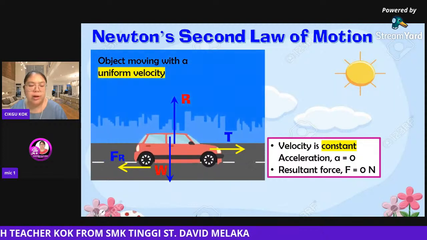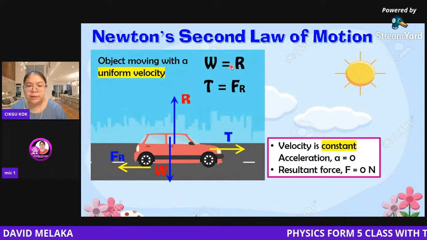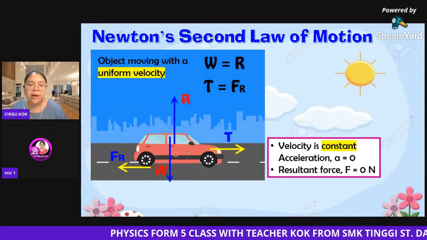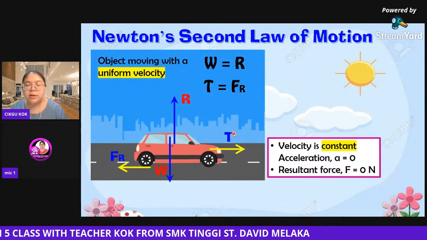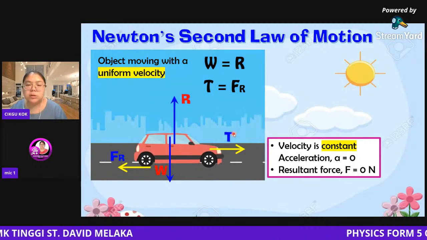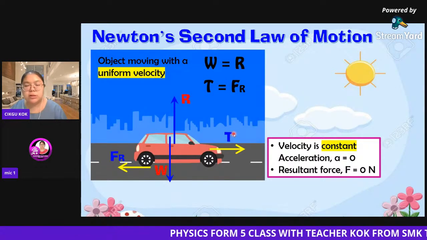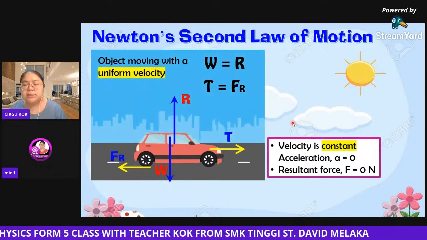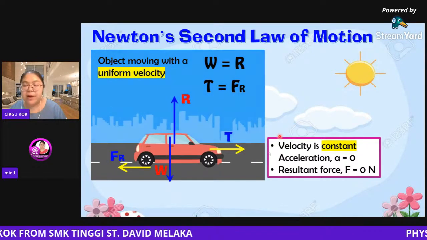How to write the equation? W equals R, up and down. The situation is balanced, so FR also equals T. So we find that the car moving with uniform velocity has all forces equal. Just now I showed stationary, now uniform velocity. In these two situations, the resultant force is zero. Now we go to another situation where the resultant force is not zero, which means finally there is acceleration.